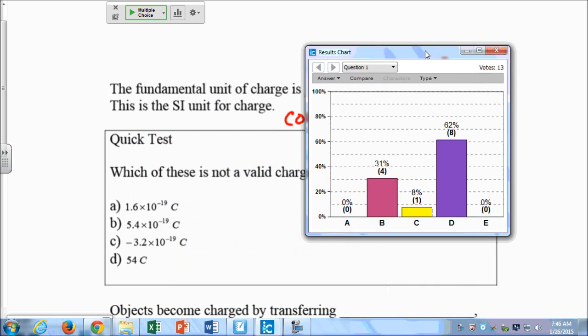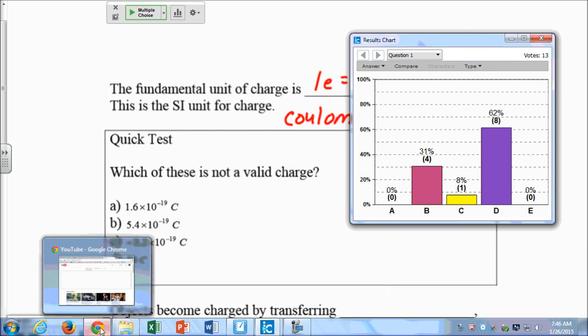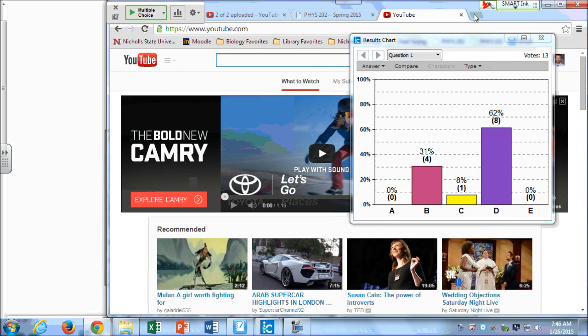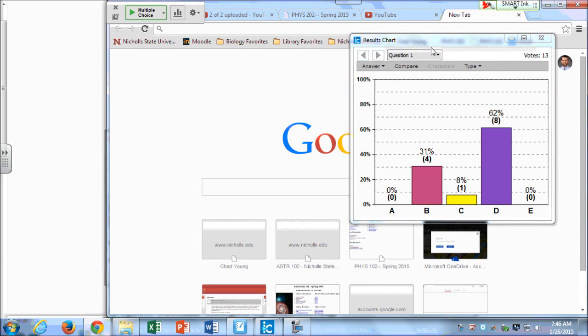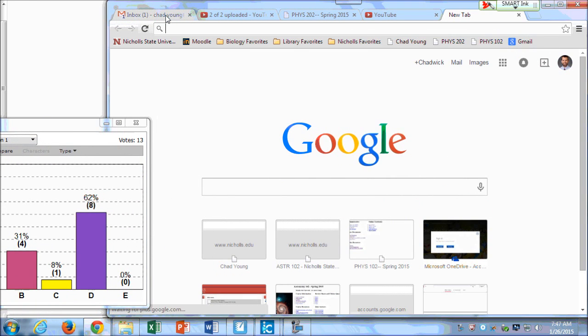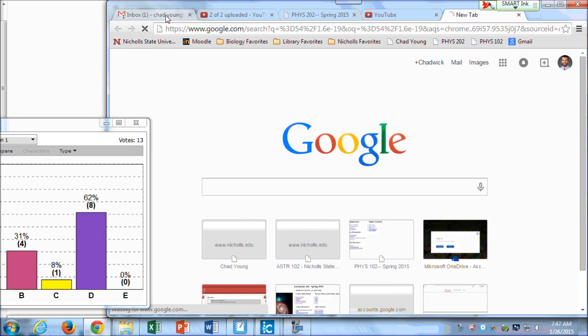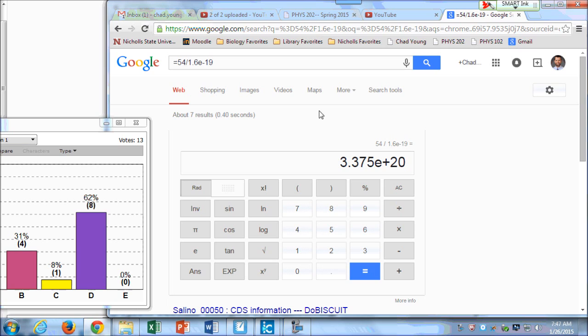Alright, let's see. We're sort of all over the board. A lot of you put D. Let me show you what happens if you have D. So D was 54 coulombs, right? So what you want to do here is check whether 54 coulombs is an integer number of protons or electrons, in this case protons. So if I divide that, 54 coulombs is equal to 3.375 times 10 to the 20th protons.